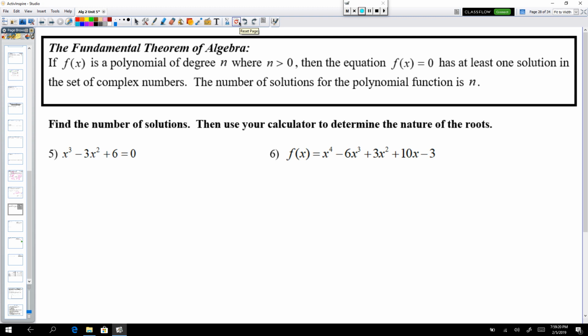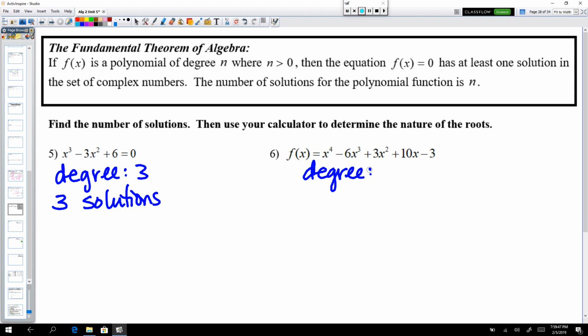So first of all, let's write down how many roots we're expecting, how many solutions. So for number 5, what's the degree of the polynomial? Hopefully you said the degree is 3. Therefore you have 3 solutions. And before I graph that one, let's just real quick talk about number 6 over here. On number 6, what's our degree? The degree is 4. And so we have 4 solutions. Okay? So now that I know how many solutions I'm expecting, I can take a look at my calculator and go see how many of those are real and how many of them are imaginary.